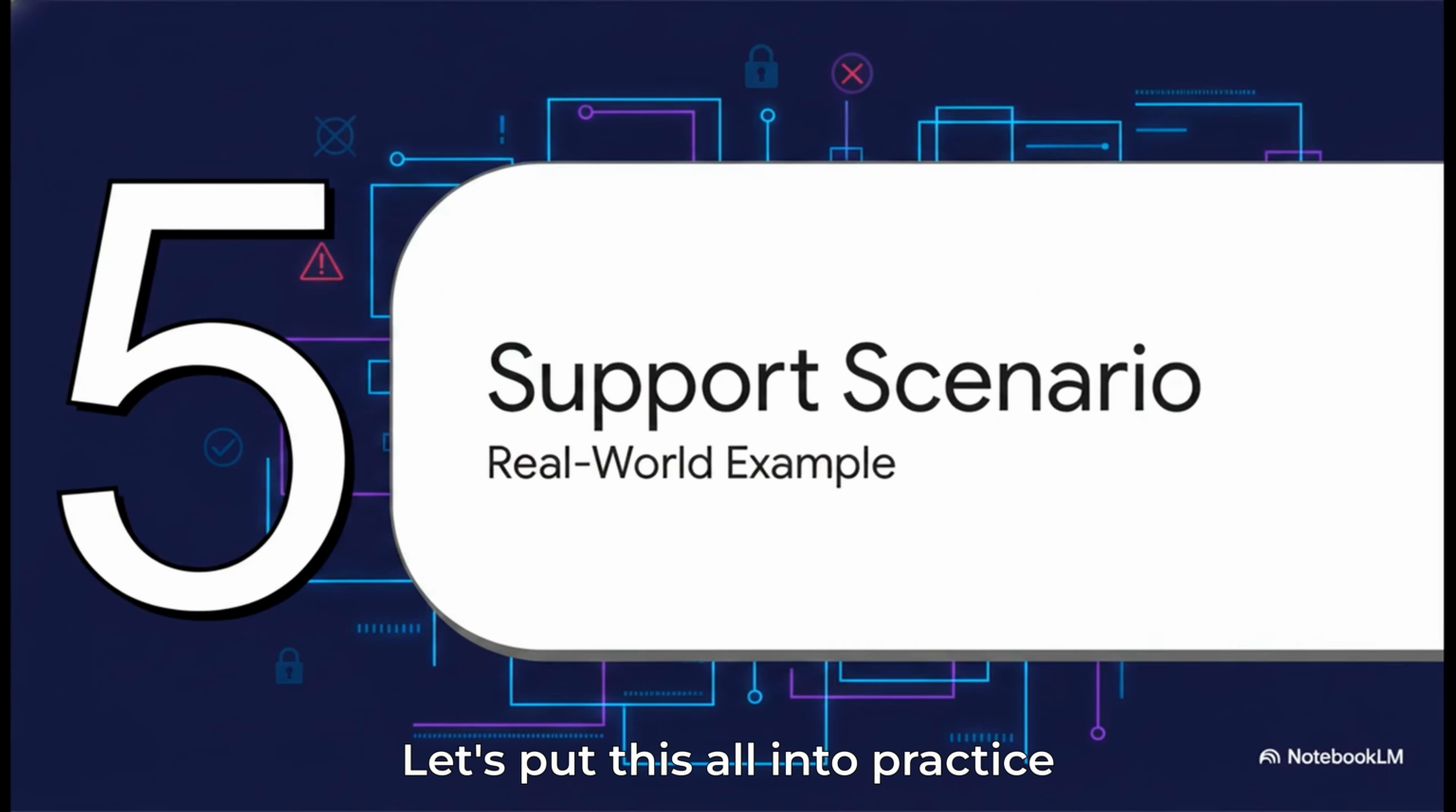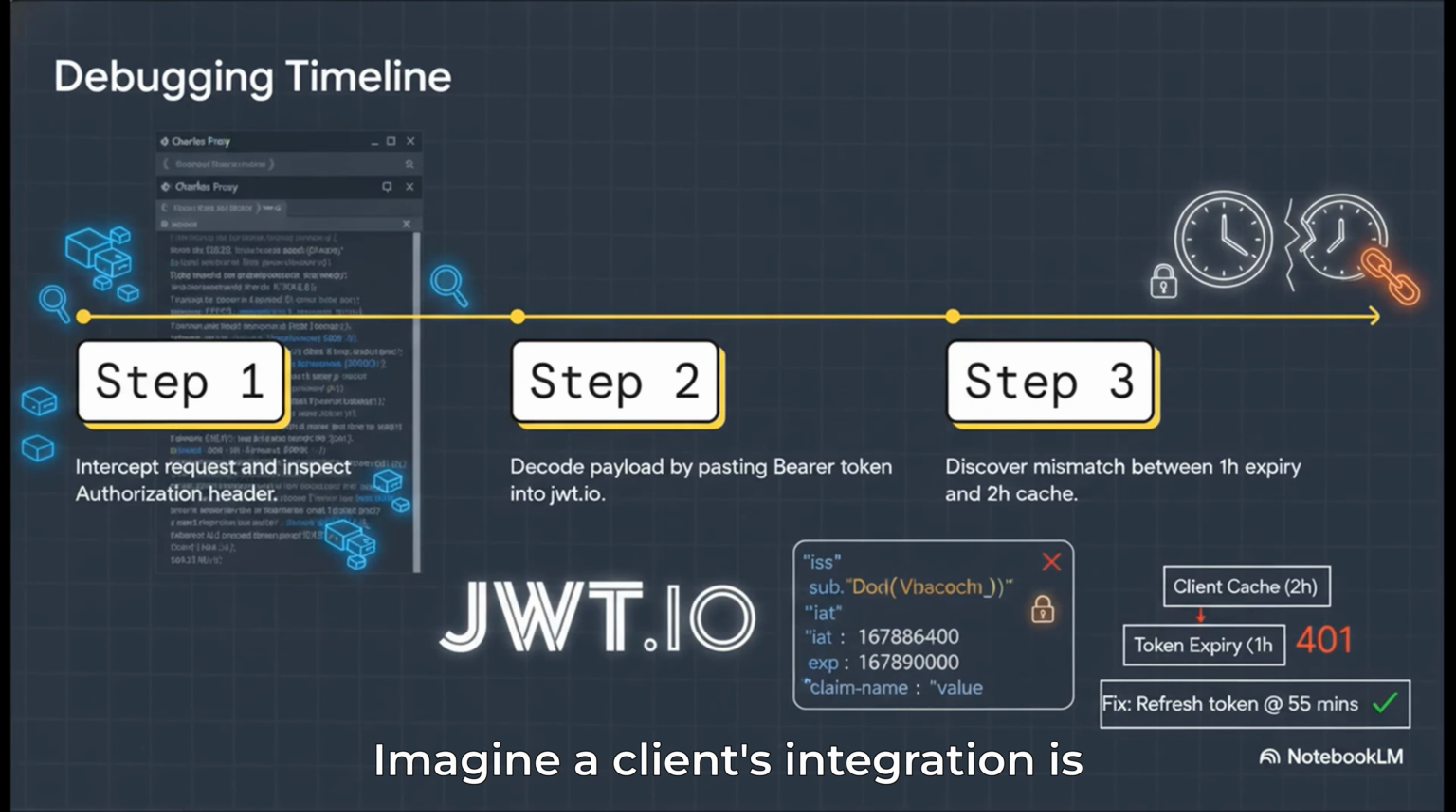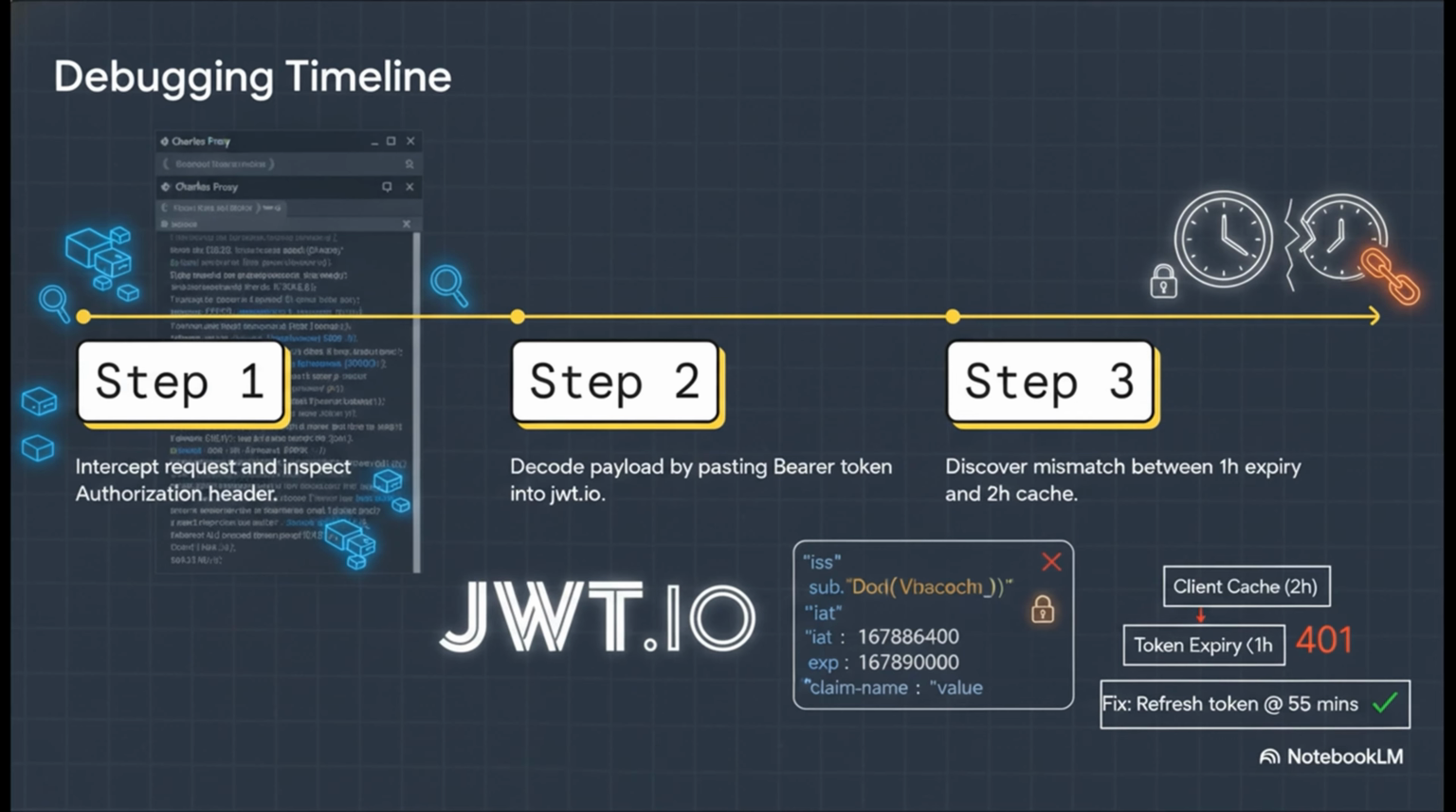Let's put this all into practice with Section 5, a real-world support scenario. Imagine a client's integration is returning 401 errors, but only intermittently. Everything seems totally fine, and then boom, it fails. Well, a senior engineer doesn't panic, they intercept. Step 1, they use a tool like Charles Proxy to capture the actual outgoing request from the client app. They inspect that authorization header and grab the token. Step 2, they paste that bearer token right into jwt.io to read the claims live.